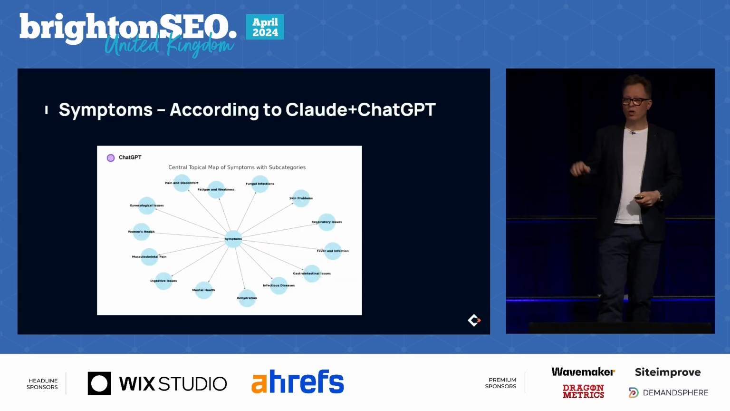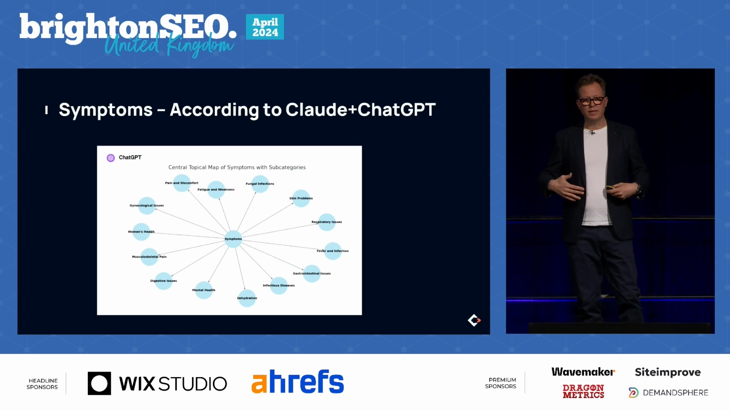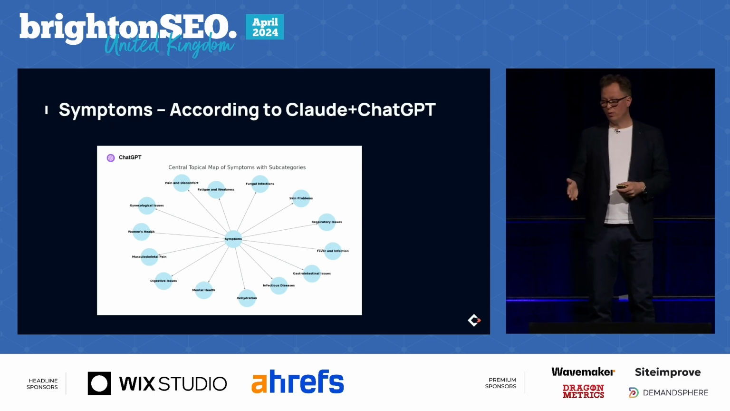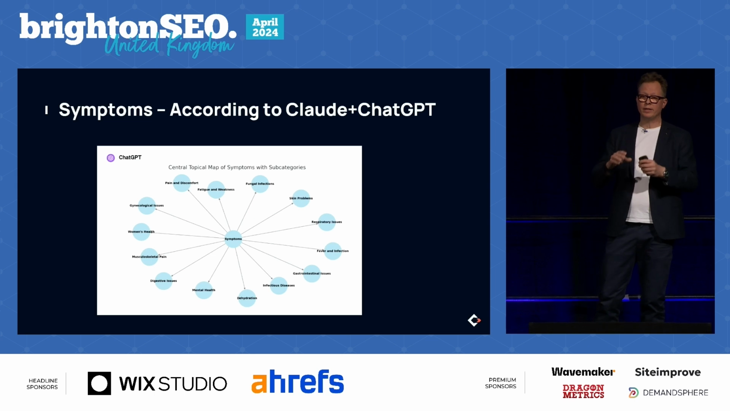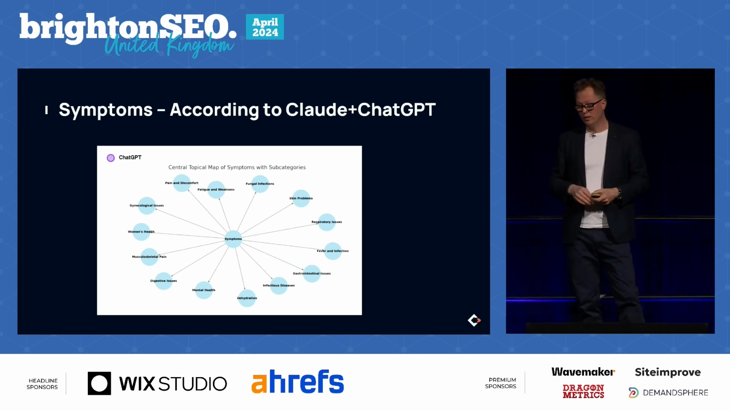So I took all this data, I put it into ChatGPT again. It's better at visualizing and creating topical maps. And this is just a way for me to get an understanding of what are the different topics inside the symptoms category. Some very, very nice, quick and dirty work.